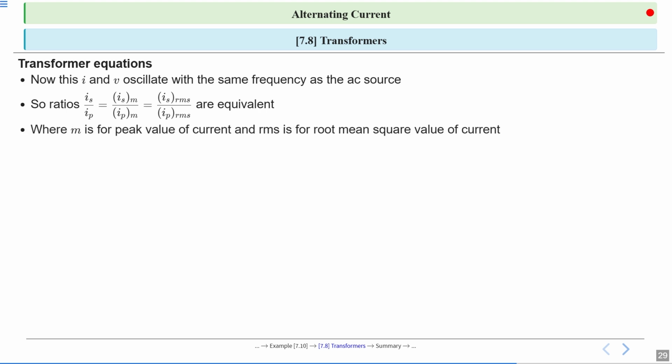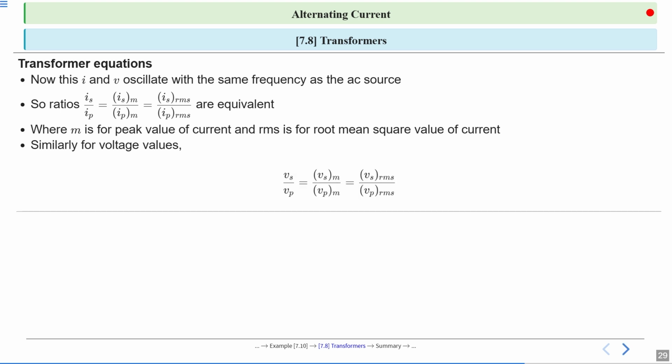So in both coils, I and V oscillate with the same frequency as the AC source. Here M is for peak value of current and RMS is for root mean square value of current. Similarly for voltage values, if we take the instantaneous value ratio Vs upon Vp, it will be equivalent to the maximum value ratio. So the maximum value of voltage across the secondary coil upon the maximum value of voltage across the primary coil will be equal to the RMS value of voltage across the secondary coil upon the RMS value of voltage across the primary coil.